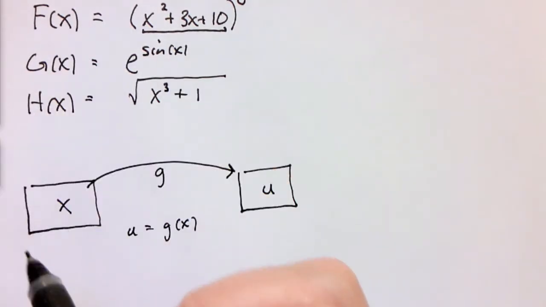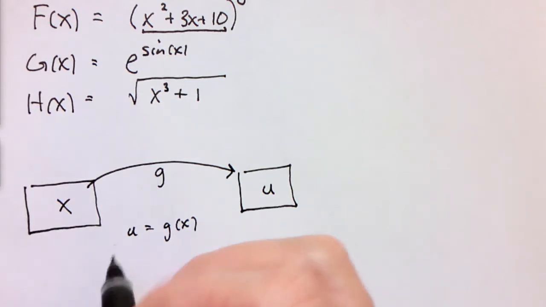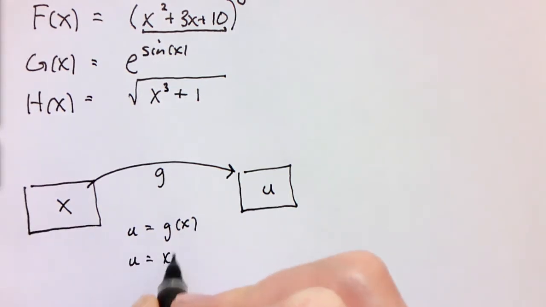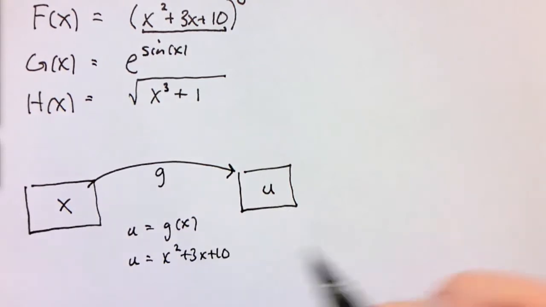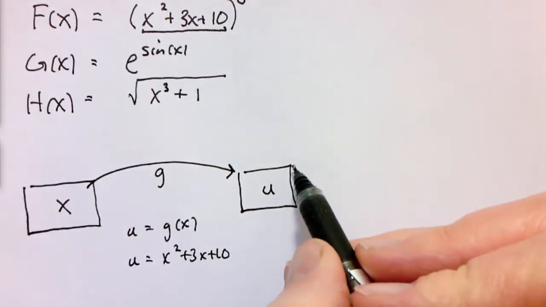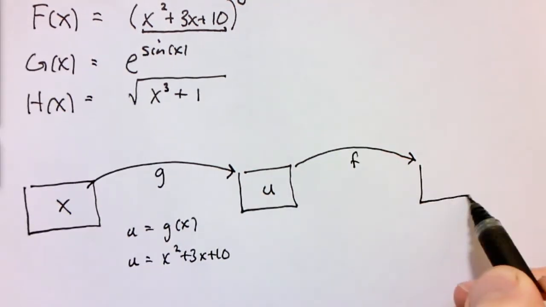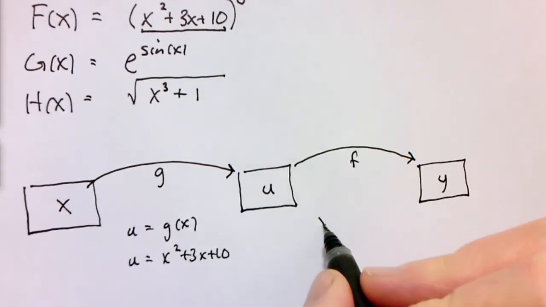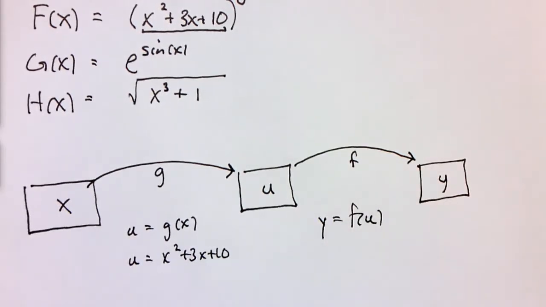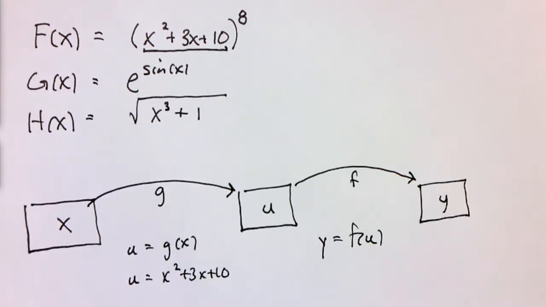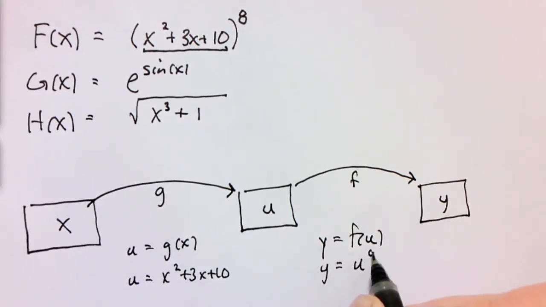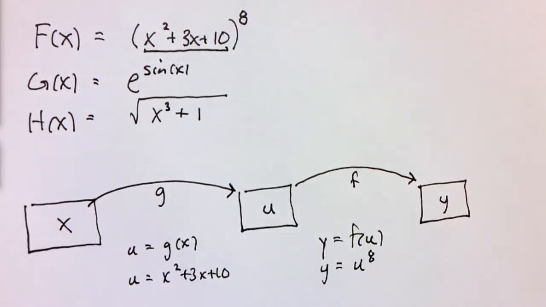In our first example up above, our inner function is u equals x squared plus 3x plus 10. And then we're going to apply a new function to our new number u. We could call it f to produce a result y. So y equals f of u. In our first example there at the top of the page, we've got y is equal to u to the 8th power. So it's a chain of functions, one function after another. And to take its derivative, I need a chain of derivatives, which I'm going to multiply together. That's what the chain rule says.